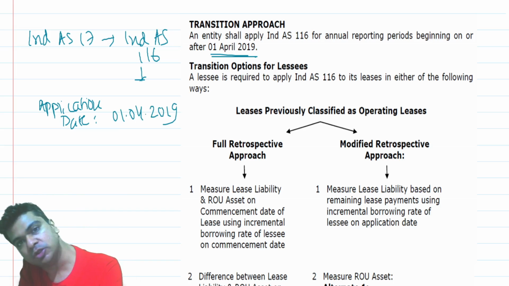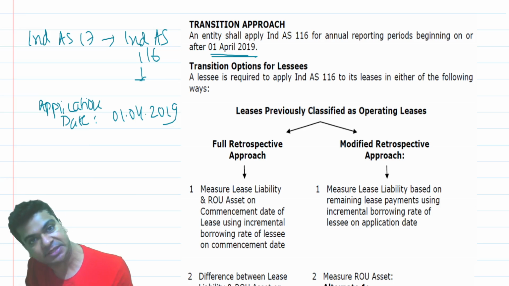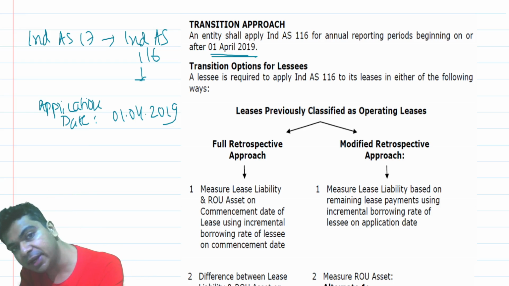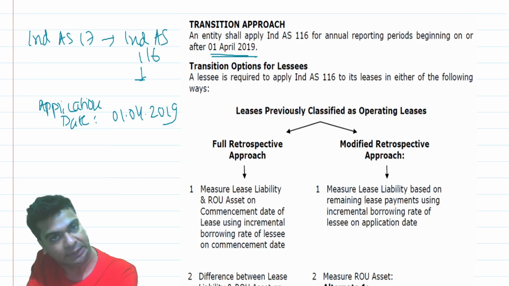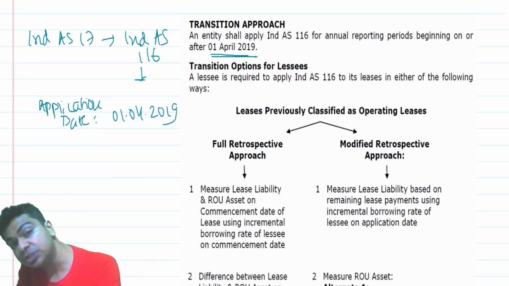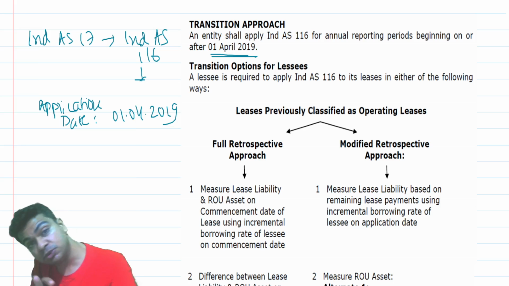Ind AS 17 was also about leases. Under Ind AS 17, even a lessee was segregating the leases into finance lease and operating lease. But we now know that under Ind AS 116, that system has been discontinued in the books of the lessee. So the transitional requirements are going to be much heftier for a lessee.